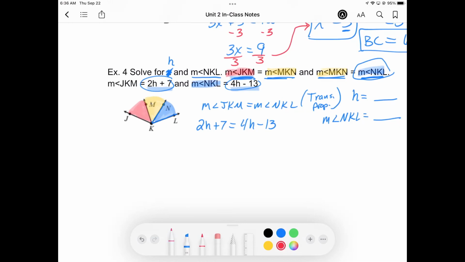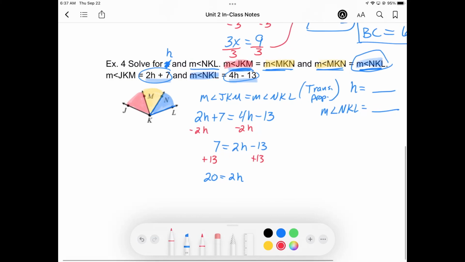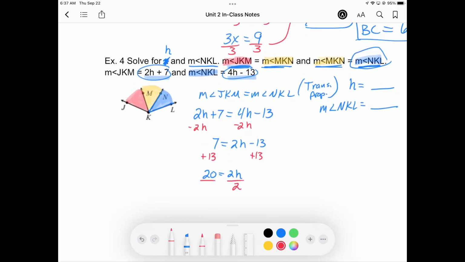What I would do is subtract 2h from both sides first. That way we don't have an h or a variable on different sides of the equal sign. That leaves us with 7 equals 2h minus 13, because 4 minus 2 is 2. Then I would add the 13 to both sides, giving me 20 equals 2h. And then finally divide by 2. And flip it around if you want, h would equal 10. So there's part of my answer, h equals 10.